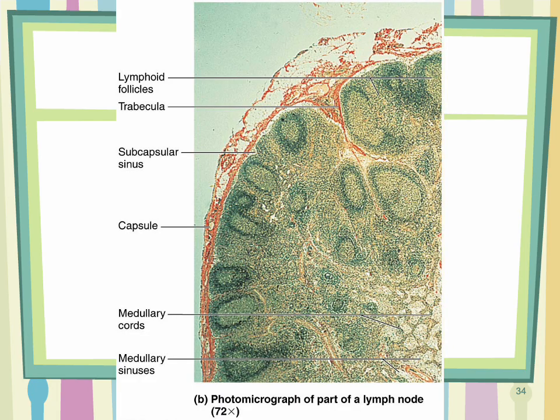Now, this is a histological sample of a lymph node. As you guys can see here, you see all these lymphatic nodules or follicles. They are in the cortex. We have the outer layer known as the capsule and then the medulla, right?